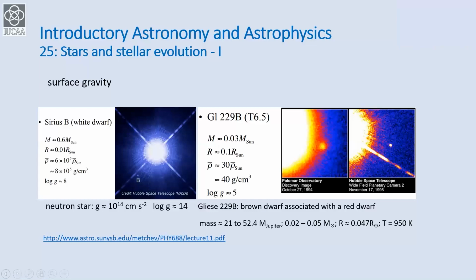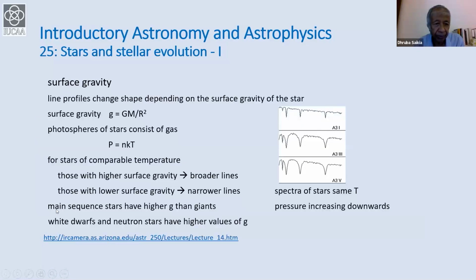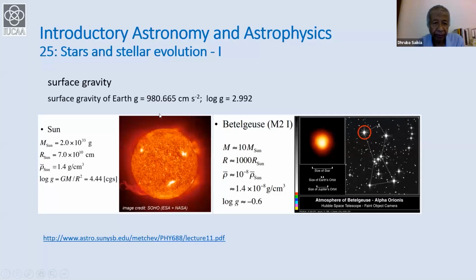Okay. Surface gravity, but taken the log of the value. For example, G is equal to GM upon R squared, as we just saw a little while ago. After calculating the value, we've taken the log, and the numbers which are quoted here are the log of the value, right? Just bear it in mind.